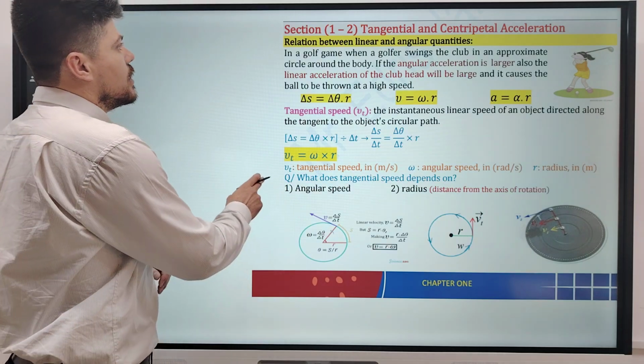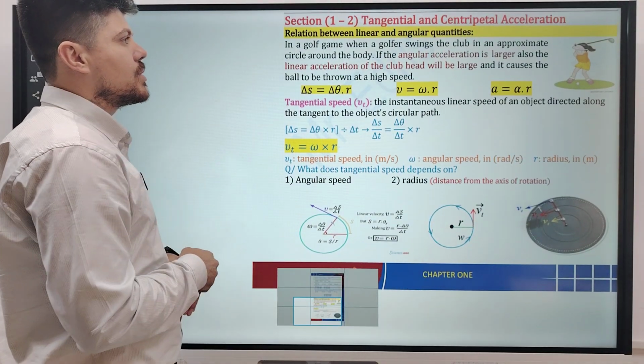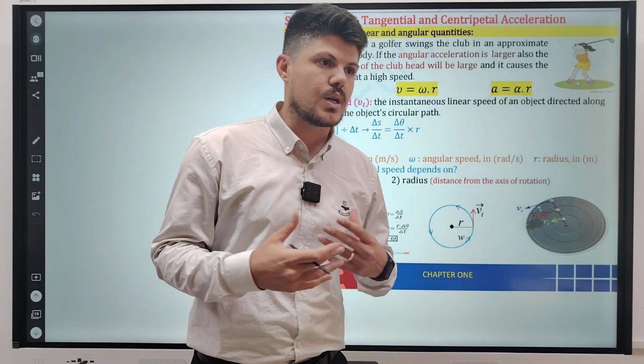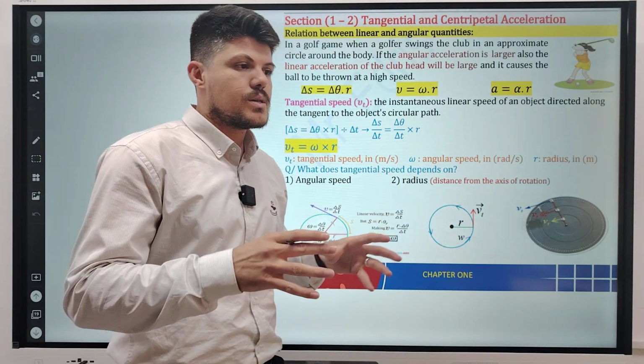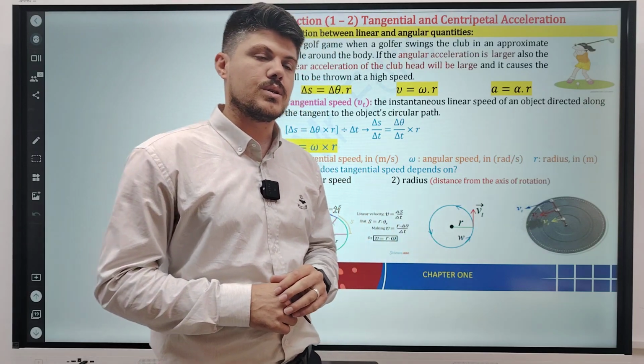Okay, so the relation between the linear and angular quantities. As you know, there is a relation between the linear and angular quantities. So in this lesson, I'm going to explain in detail about this relation.